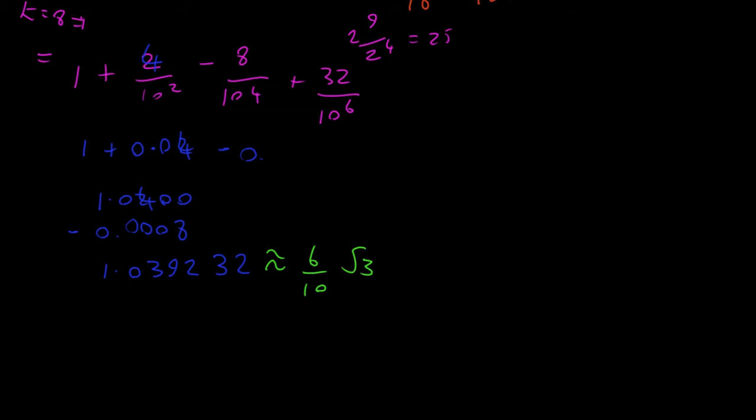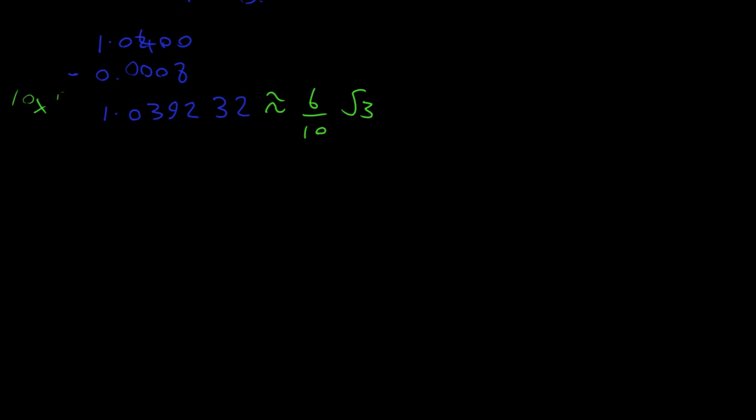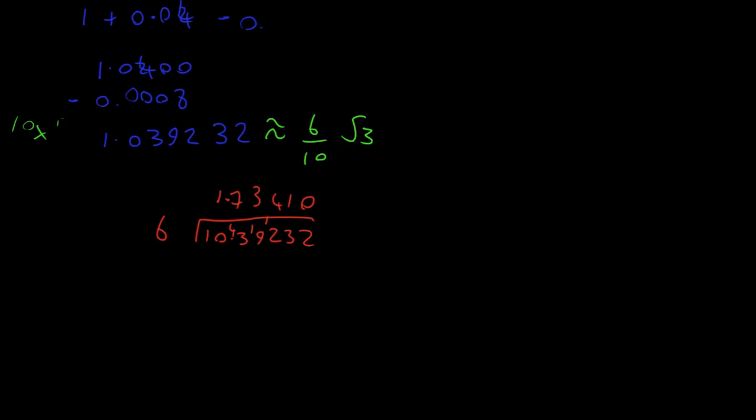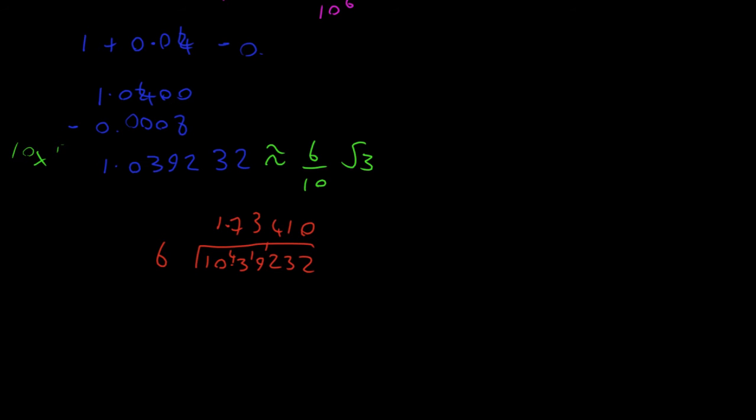So in order to calculate root 3, all we've got to do is times this by 10, and then divide it by 6. Times it by 10 is the easy bit, and then we're going to divide that by 6. So that's just going to be 10.39232 divided by 6. Well, 6 goes into 10 once, remainder 4, that goes in 7 times, remainder 1, 3 times, remainder 1, 4, 1, 0. And we are done. That is our approximation of root 3 to 5 decimal places.